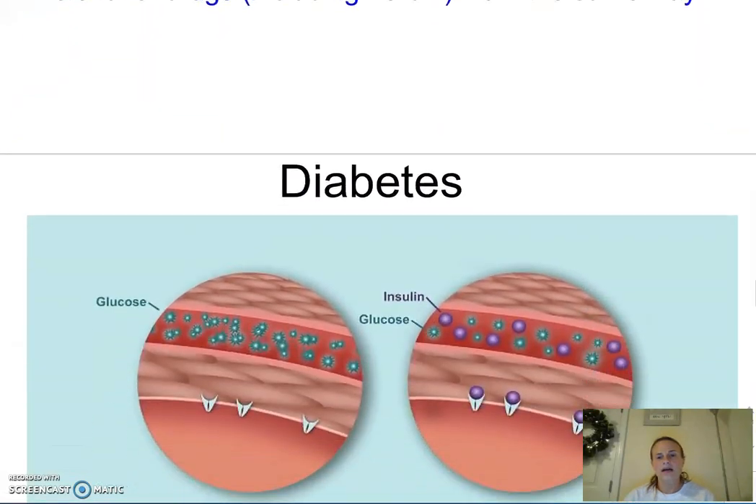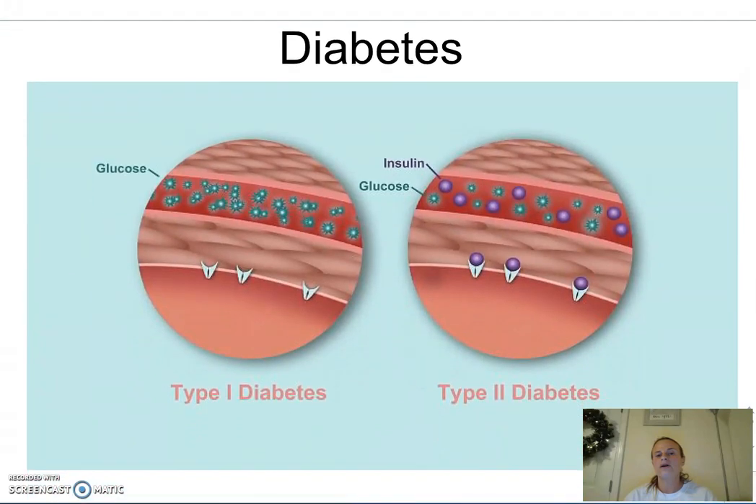The next type of receptor protein that we're going to discuss includes the ligand insulin and tyrosine kinase receptors.